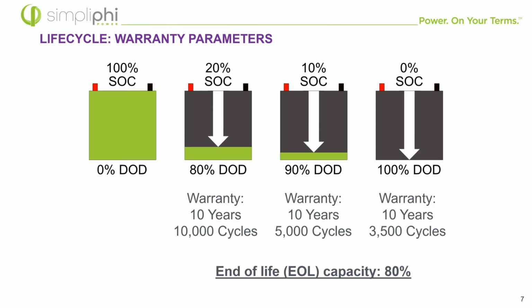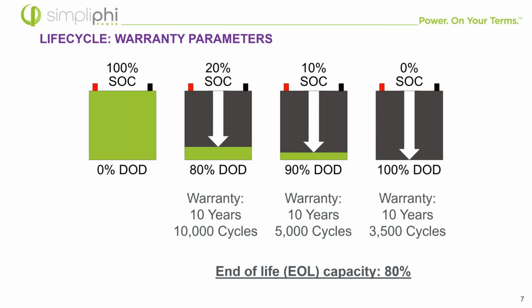So within warranty, as far as depth of discharge or usable capacity pulled out of the battery, we offer 3 different levels, as you can see here. At 80% depth of discharge, meaning you're only remaining at 20% state of charge after you've discharged, 10 years, 10,000 cycles warranted. At 90% depth of discharge, 10% SOC, we warranty 10 years, 5,000 cycles. And at 100% depth of discharge, it is 10 years, 3,500 cycles. We'll go into later why you would want to use each of these in different scenarios, but definitely keep these in mind for later on in the presentation.